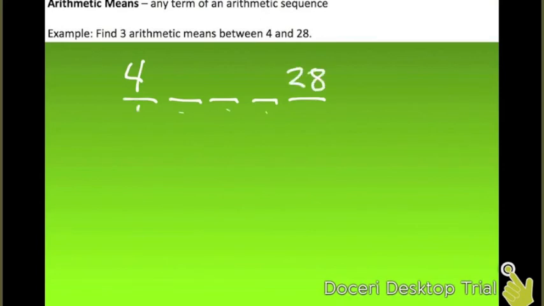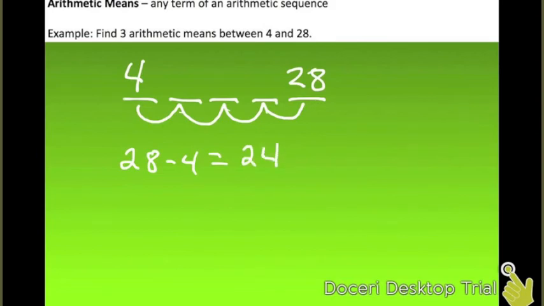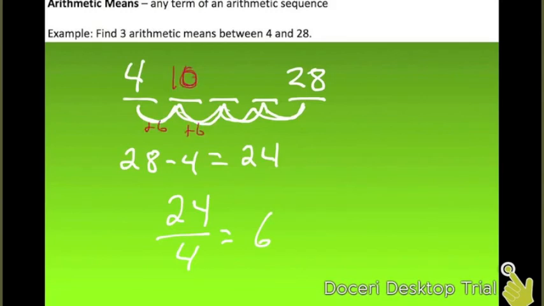So if you notice, we're going from 4, we're going 1, 2, 3, 4 spots. So 28 minus 4 is 24. And we're going 1, 2, 3, 4 spots. So 24 divided into 4 pieces gives us 6 each time. So 4 plus 6 is going to be 10 if we add 6. Add another 6 and we're at 16. Add another 6 and we're at 22. Add another 6 and we're at 28. So our 3 numbers there would be 10, 16, and 22.